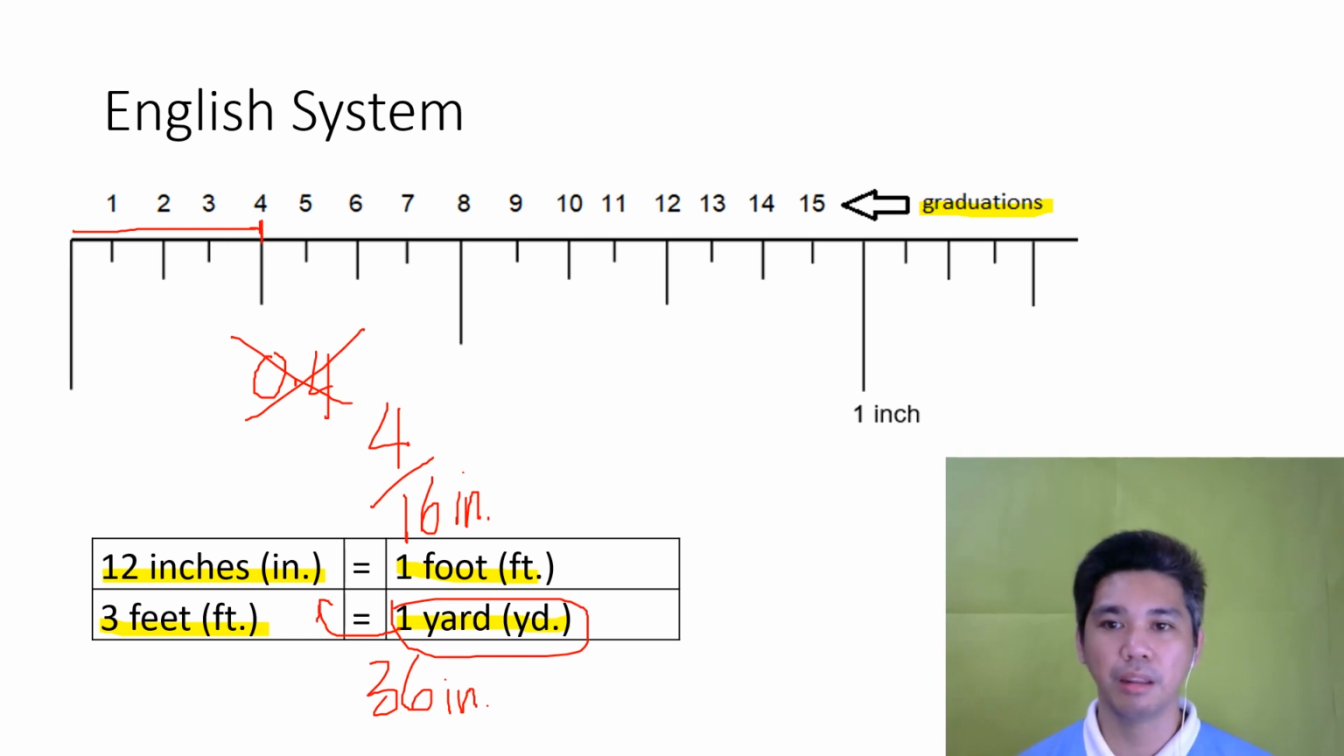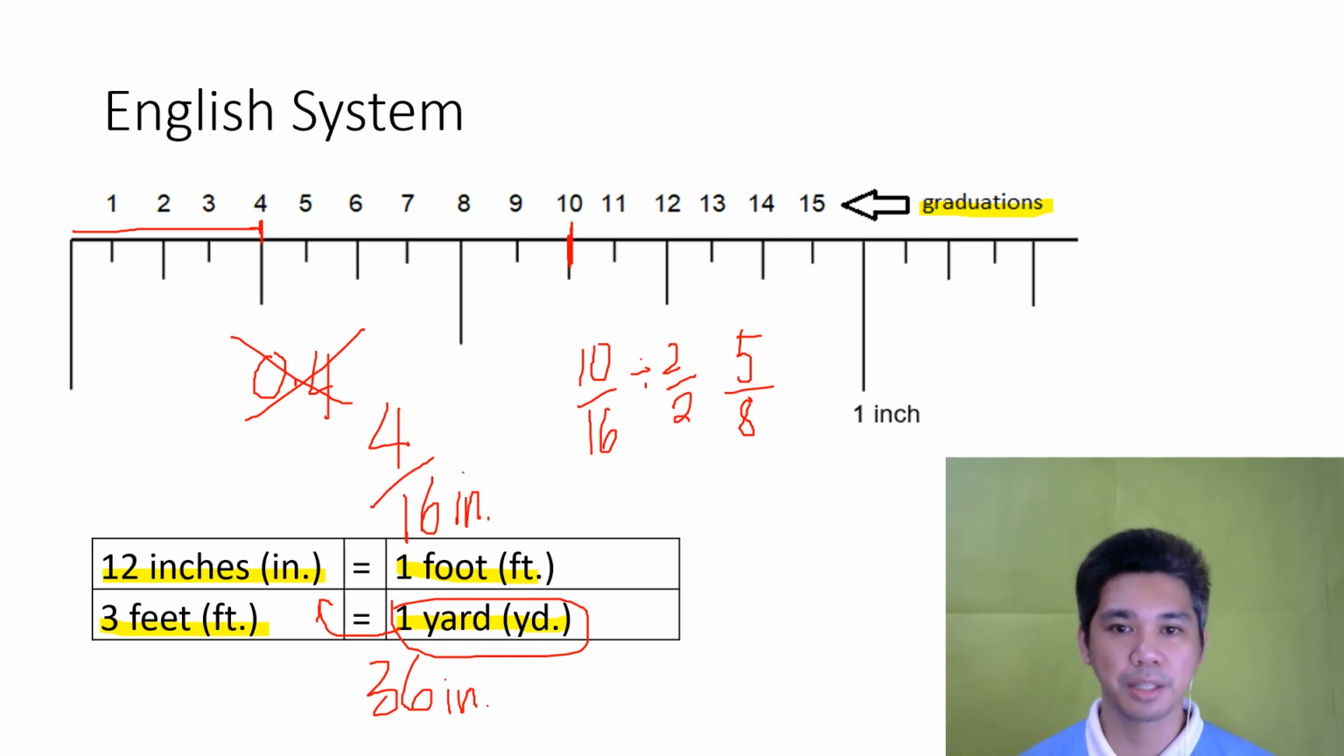If you have a line that is up until, let's say, here, now that line is 10 over 16 inches. If you want it to be more specific, you can take the GCF of 10 and 16, and that would be 2. So divided by 2 over 2, that is 5/8 of an inch.